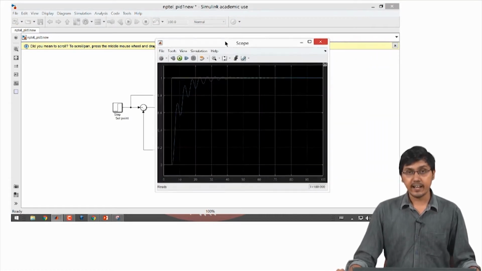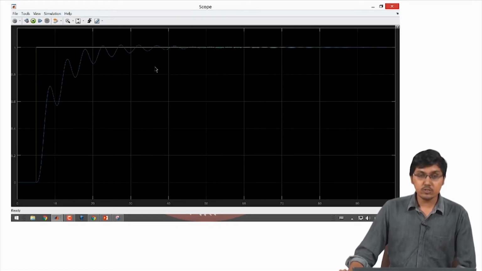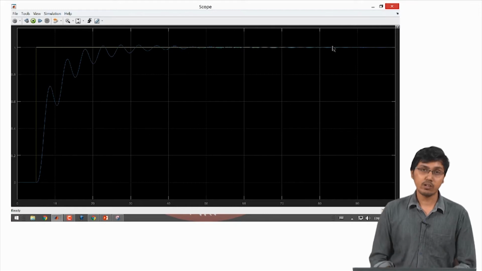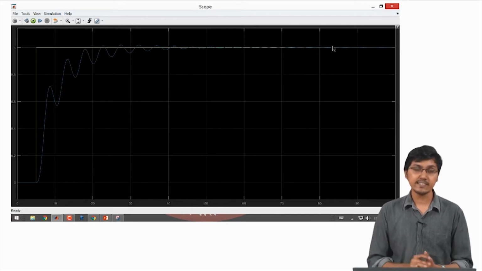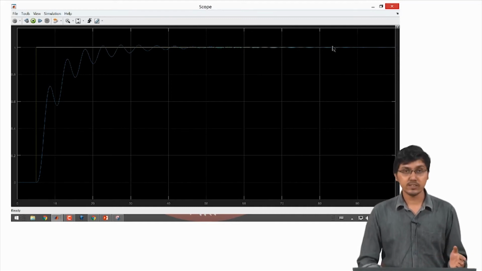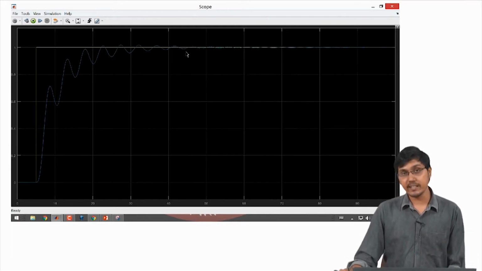So the most interesting thing about this one is that there is no steady state error. Basically the value is reaching the set point. That's the very good thing about integral controllers, and that is the reason why most of the controllers used in the process industries are PI controllers, proportional and integral controllers. Integral action is very good because it eliminates the steady state error.